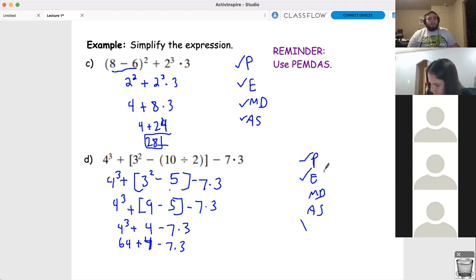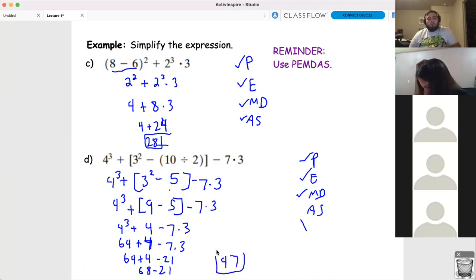Now we do multiply and division. Where do you see multiply or division in this last line so far? 7 times 3, which is what? 21. So it'll be 64 plus 4 minus 21. And now we're done with multiply and division. And now we end it with adding and subtracting from which way to which way? Left to right. What's 64 plus 4? 68. Then we do 68 minus 21, which equals what? 47. And we're done.